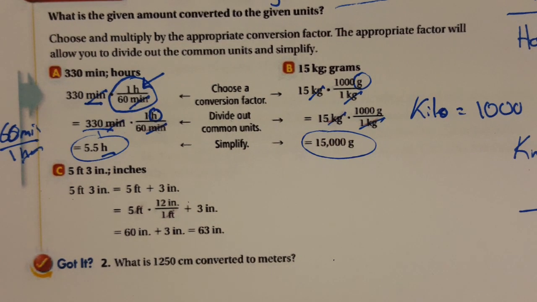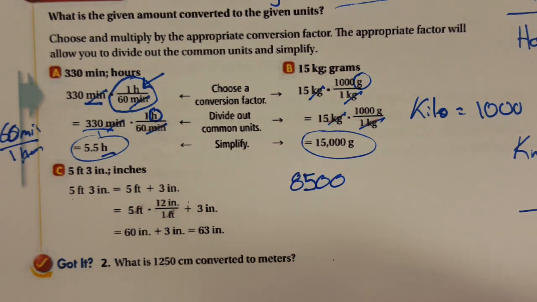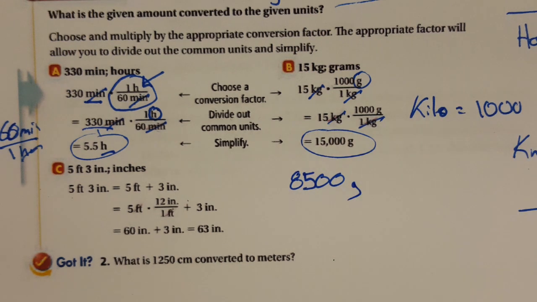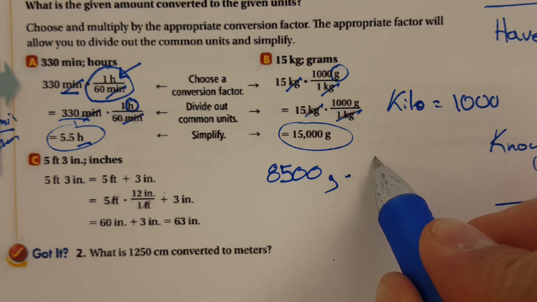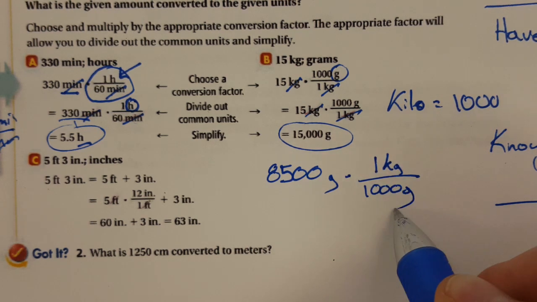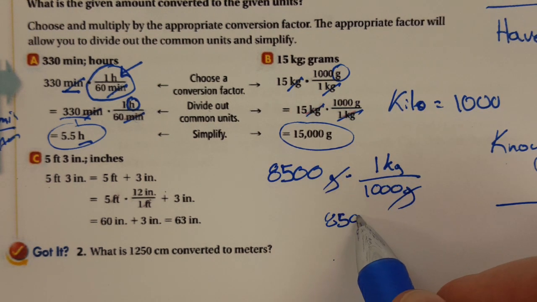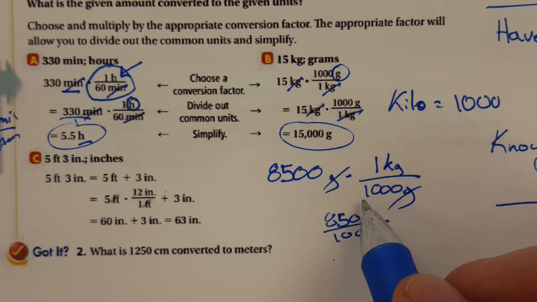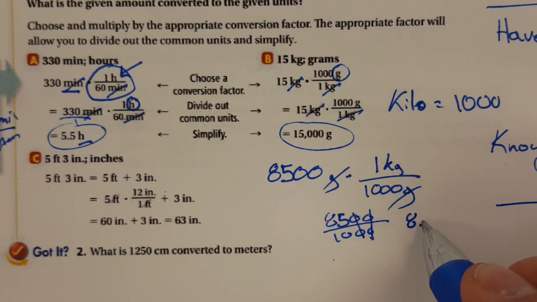All right. So I could reverse that one if I wanted. Let's say I have 8,500 grams, okay? I'm going to change that to kilograms. Well, I would multiply times 1 kilogram divided by 1,000 grams. Grams cancel, so I basically would have 8,500 divided by 1,000. Multiply straight across, the whole number goes up, the denominator stays down there. Cancel, cancel. 85 divided by 10 is 8.5 kgs.